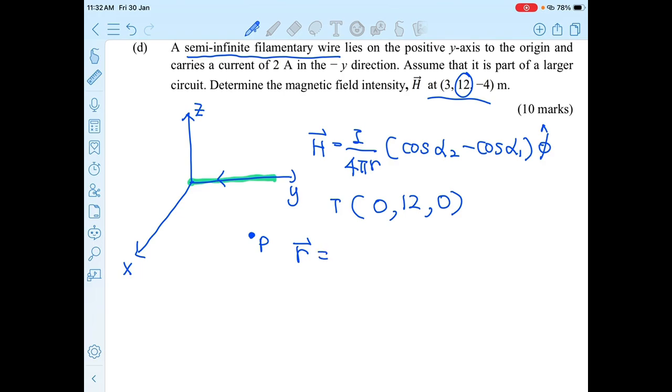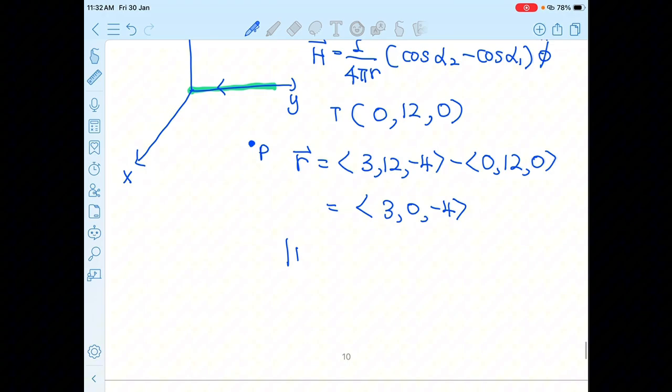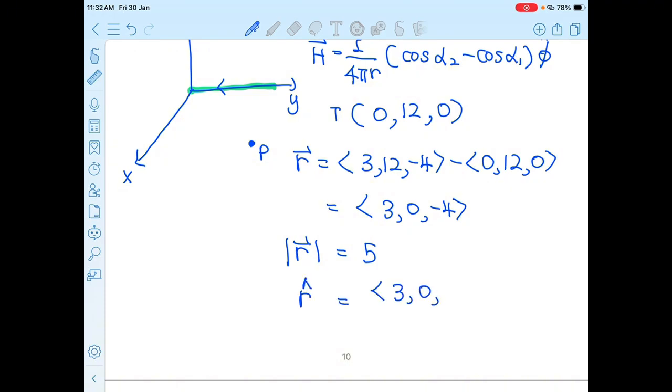So let's find this: 3, 12, negative 4, minus 0, 12, 0. So you have 3, 0, and negative 4. That is your R vector, and its magnitude, the length, will be the square root of 9 plus 16, which is 25, so it's 5. And the unit vector R is equal to this vector over 5. So you get the R.